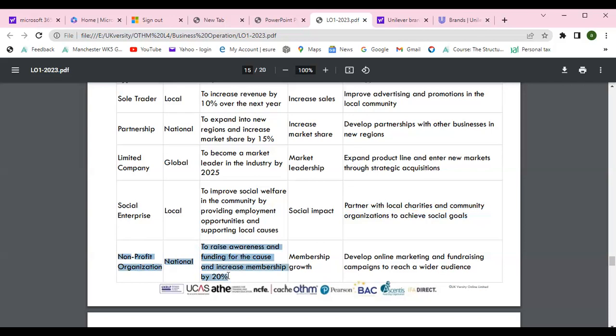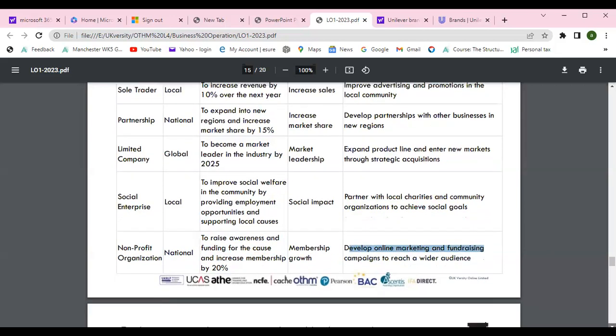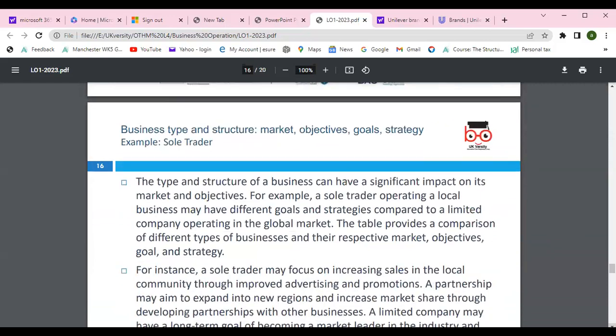We want to increase our membership by 20%. We want membership growth. We want to develop online marketing and fundraising campaigns. These can be objectives. So, business type, structure and market size can have a significant impact on the market and objective. It's a local business, with different goals and strategy.